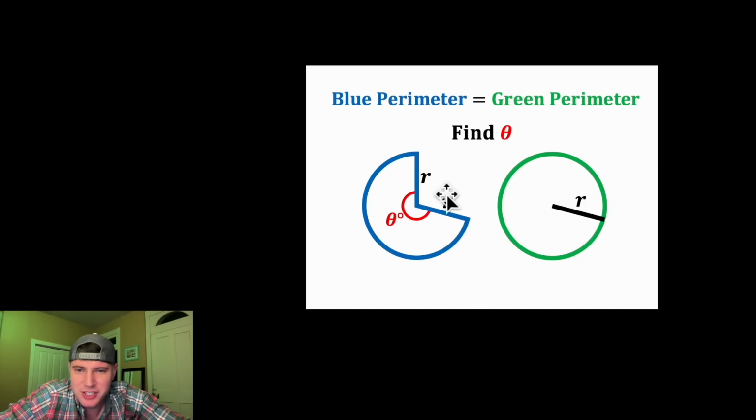And here's a preview for the next episode. We're given a blue sector and a green circle. They have the same radius and the same perimeter. And it wants to know what is this angle in degrees. This looks like it'll be a fun one. How exciting.